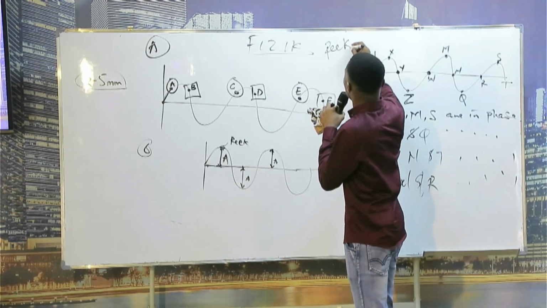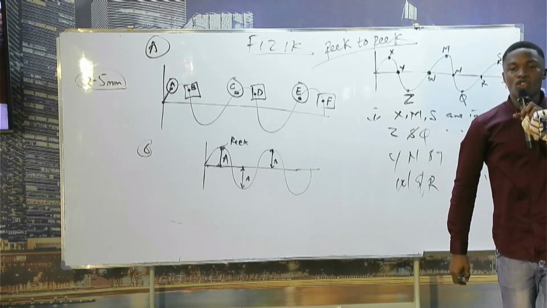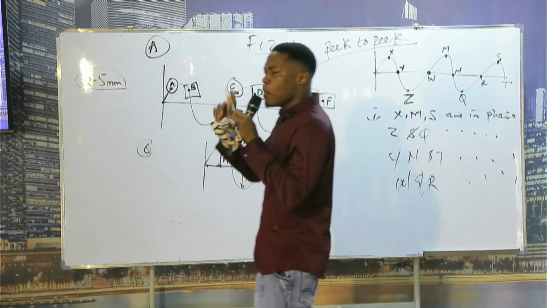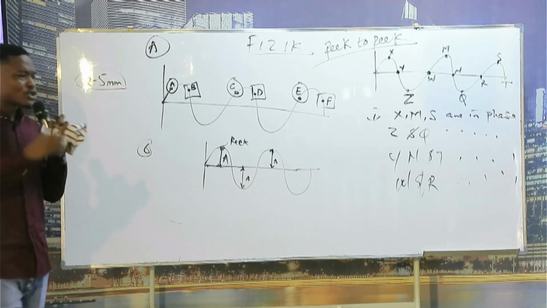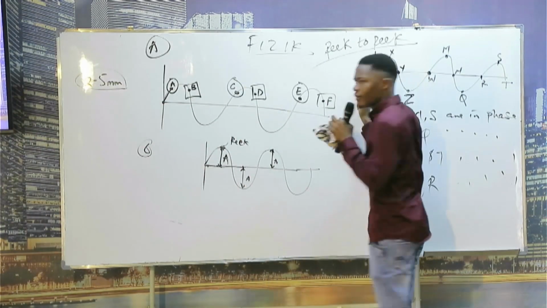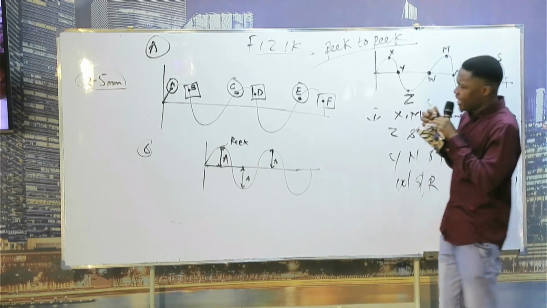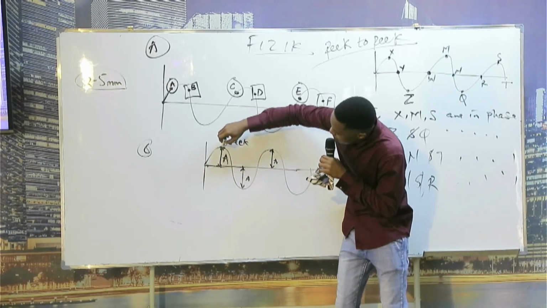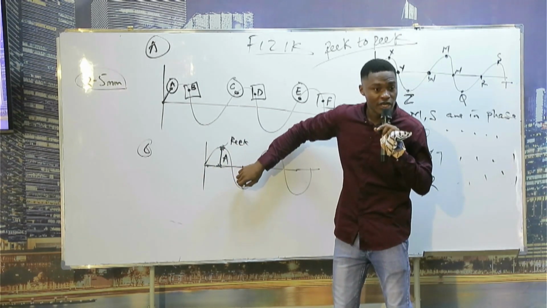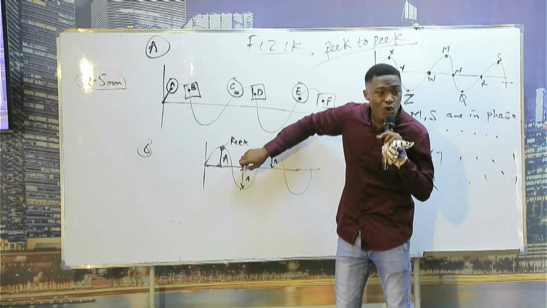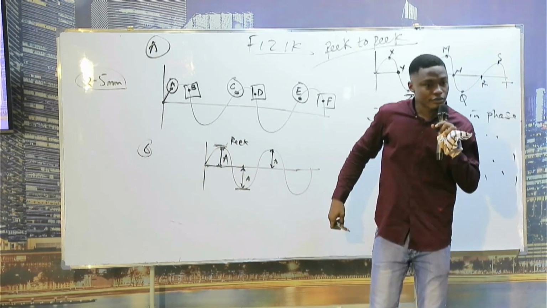Peak to peak. Even though nobody has taught you that before, you should be able to use your brain and know what they are talking about. Peak to peak. Do you know what peak means? Highest point to highest point. Class, you watch, here to here is the amplitude. So here is peak to peak. Here to here is also amplitude. So when we say peak to peak, it means from the bottom to the top.